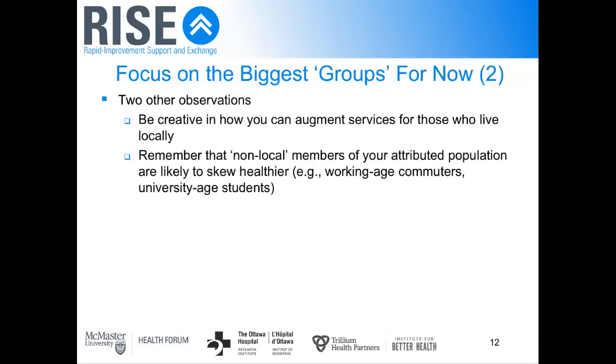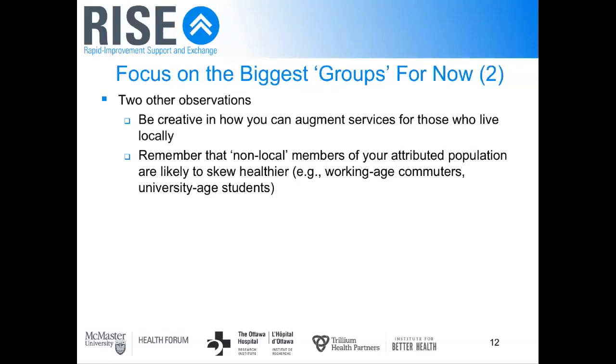And another consideration that members of the OHT community of practice have brought to our attention, and we'd certainly over time want to see robust research evidence about this, but the observation is that non-local members of your attributed population are likely to skew healthier. So these could be working age commuters who are moving from one community to another during the workday, and as a result have chosen to enroll with a local primary care provider or to seek care from a local provider, and similarly university age students who for a chunk of the year might be in a different community from where they might officially reside.